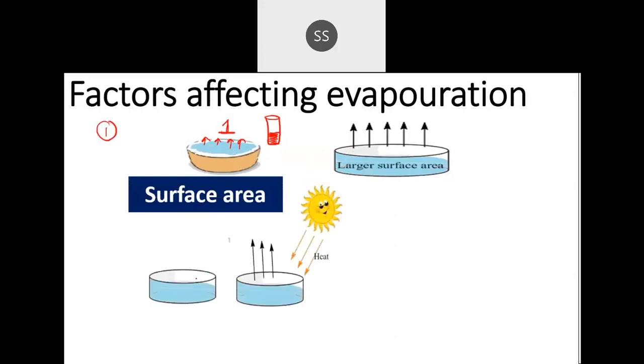The second one, it also depends on temperature. Suppose you supply more temperature, more will be the amount of heat absorbed by that particular liquid, and they will get more kinetic energy. So when they get more kinetic energy, more number of molecules will escape out.